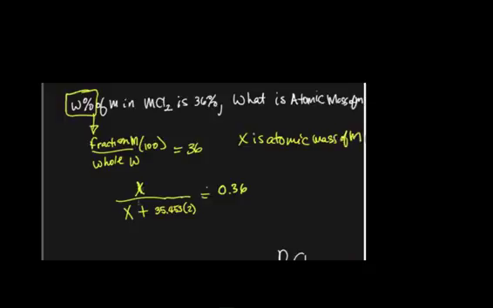So it's the mass of M over the total mass. This is the mass of M. This is the mass of chlorine. So now if we solve that equation, we can find out what the atomic mass is. So how do we solve it?